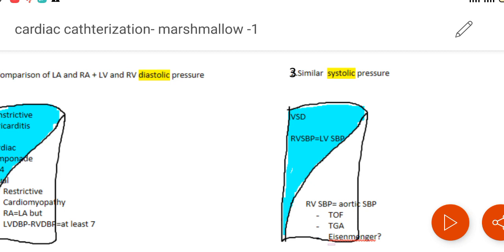Think again. So how does right ventricular blood pressure become equalized to the aortic systolic blood pressure? So the aorta should be arising from the right ventricle, right? When it occurs, that occurs with the tetralogy of Fallot because of the overriding aorta. Another case is the transposition of the great arteries, because now the aorta will be arising from the right ventricle.